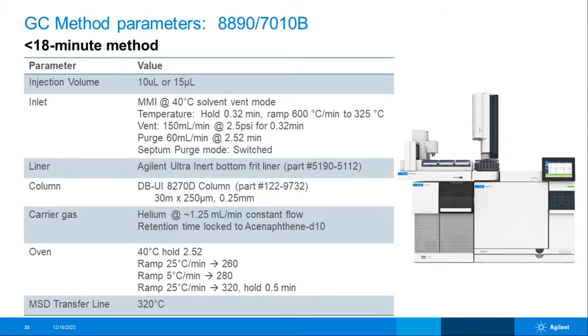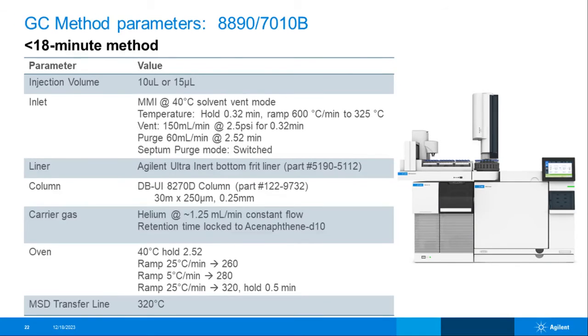Here we have listed out the actual method parameters that were used for this procedure. We used an 8890 GC with a 7010B mass spec with the HES source. We have a less than 18-minute method, and we were injecting either 10 or 15 microliters using our MMI inlet at 40 degrees in solvent vent mode.